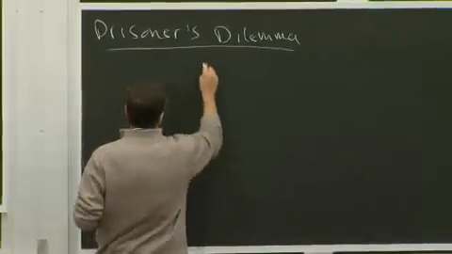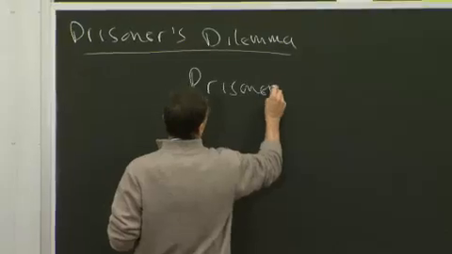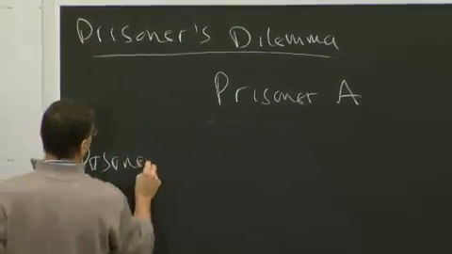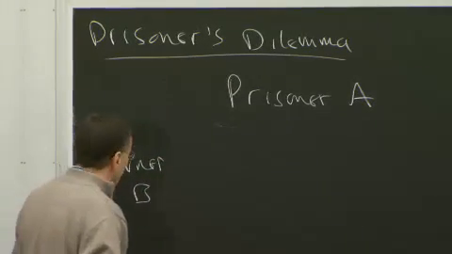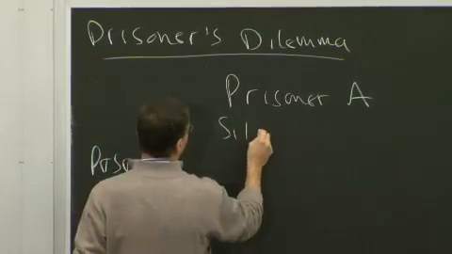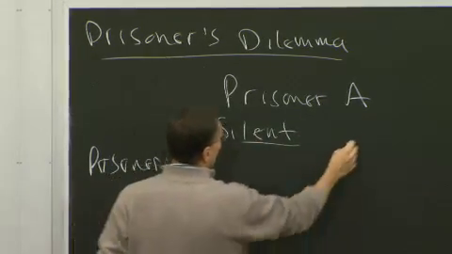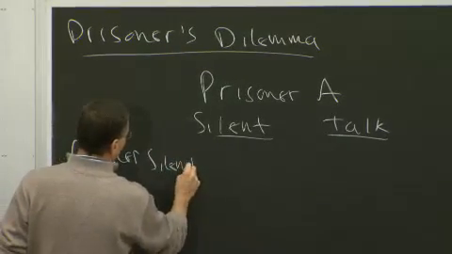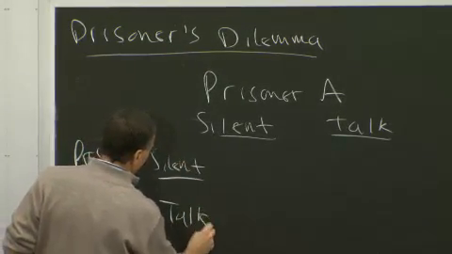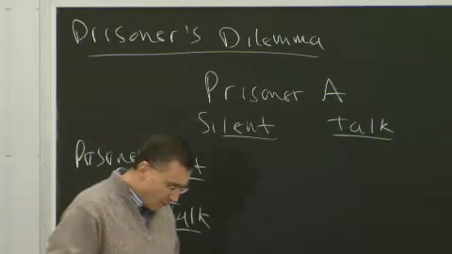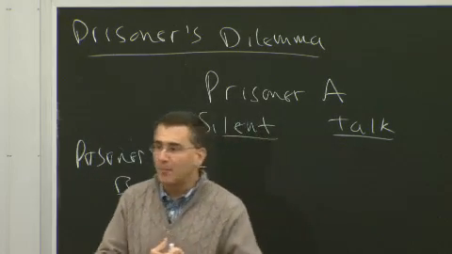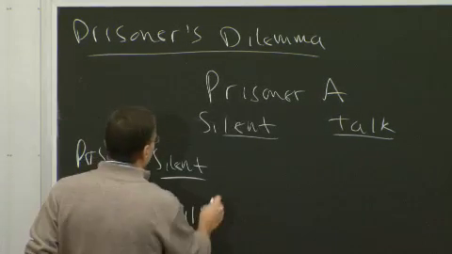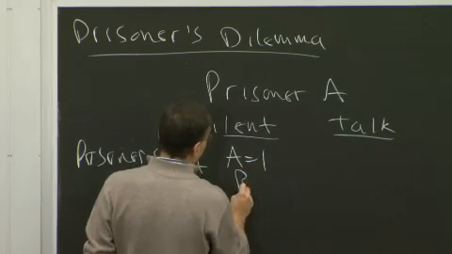So the idea is we have prisoner A here and prisoner B here. And they each have an option. They can remain silent or they can talk. Now, if they both remain silent, if they both say, I would never rat out my friend, I'm happy to go to jail for a year rather than rat out my friend, then they each get 1 year in jail. A equals 1, B equals 1.